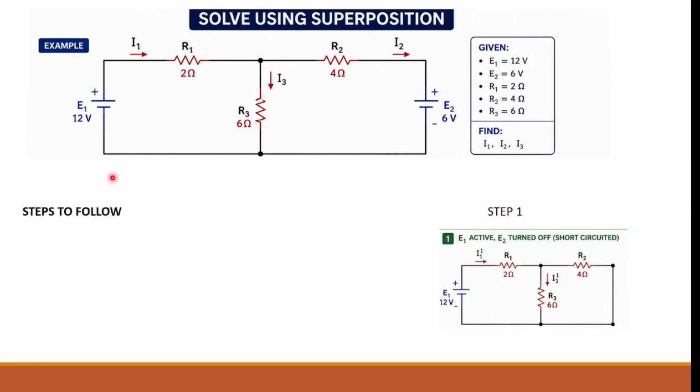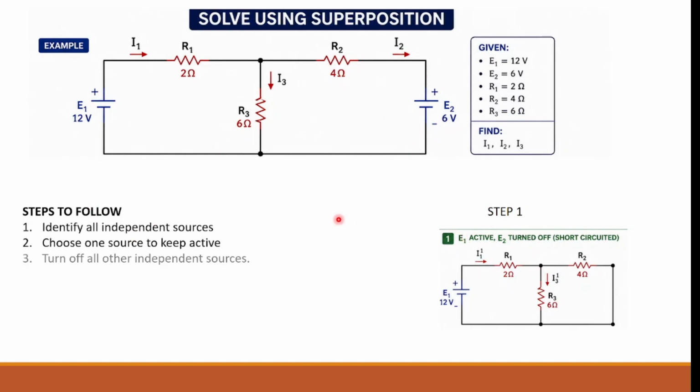The first thing is to list the steps we need to follow. The first step, identify all independent sources. We have E1 and we have E2. E1 is 12 volts, E2 is 6 volts. Next step, choose one source to keep active. We are going to start by keeping E1 active and eliminating and substituting E2. Keep E1, substitute the other. We are going to substitute E2. Calculate the voltage or current of interest. Here we need to calculate the current of interest. Then repeat steps 2 to 4 for every other source.